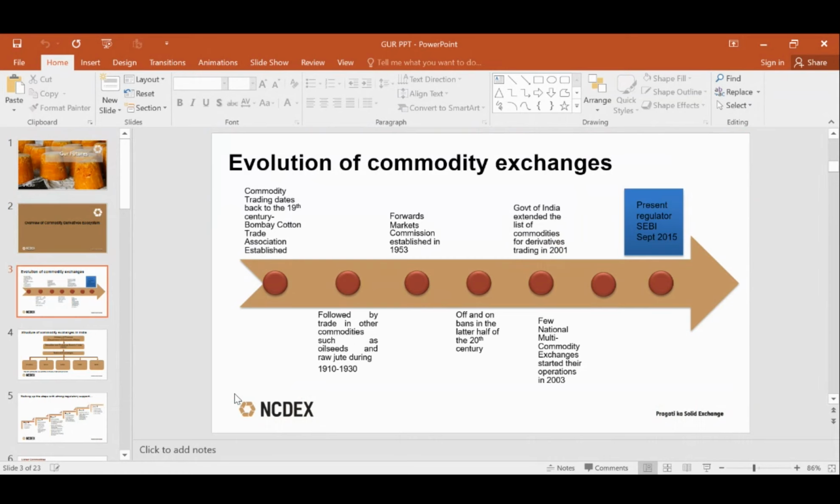After that, in the 20th century, for some time, futures trading was banned. Then in 2001, the Government of India extended the list of commodities for derivatives trading and allowed futures trading in commodities. With that, in 2003, national level commodity exchanges started their operation, and in 2003 only, NCDX also started its operation. Then in 2015, SEBI, the Securities and Exchange Board of India, became the regulator for commodity exchanges in India also.